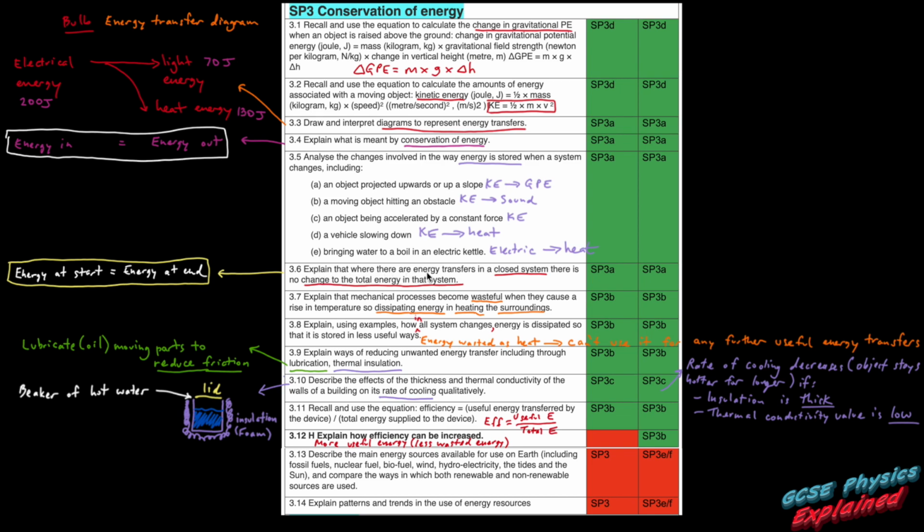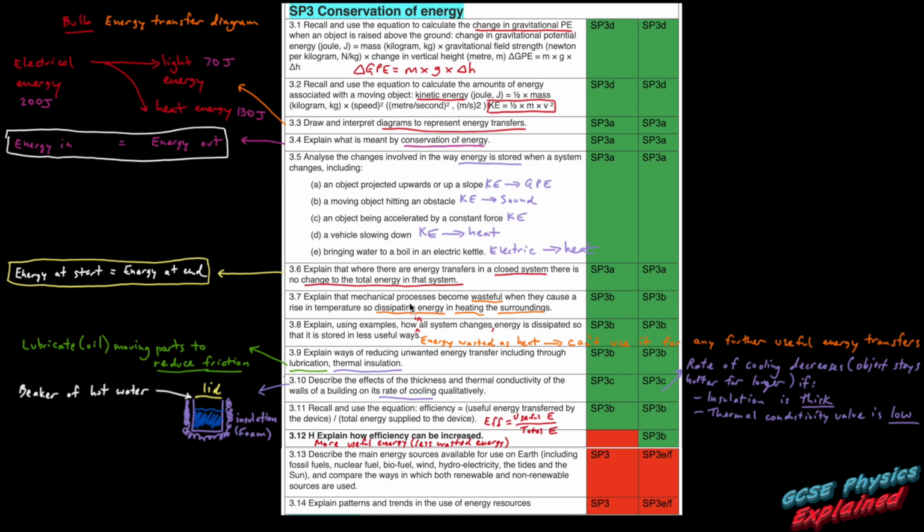Explain that where there are energy transfers in a closed system, there is no change to the total energy in that system. So it just means the energy at the start equals the energy at the end. If it's a closed system, it's like being in a room where you can't get out of. Nothing can get in, nothing can get out.